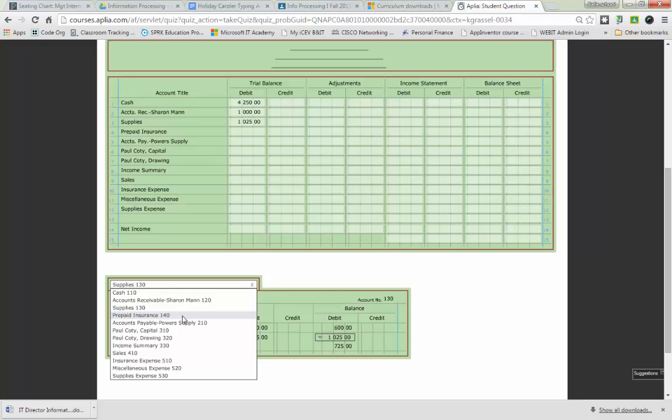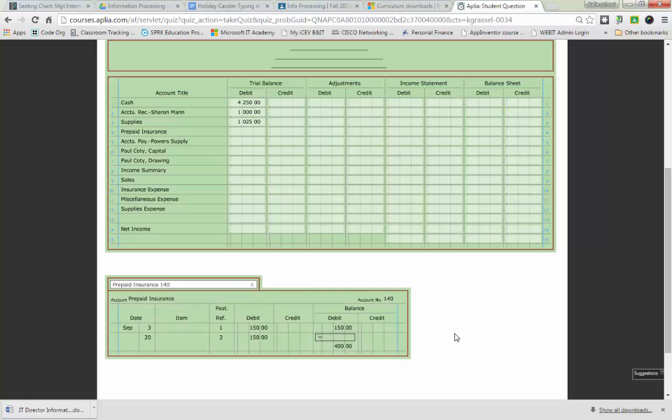After supplies, you'll go to Prepaid Insurance. Again, struggling a little bit with math on Prepaid Insurance. We should have 300 versus 450.